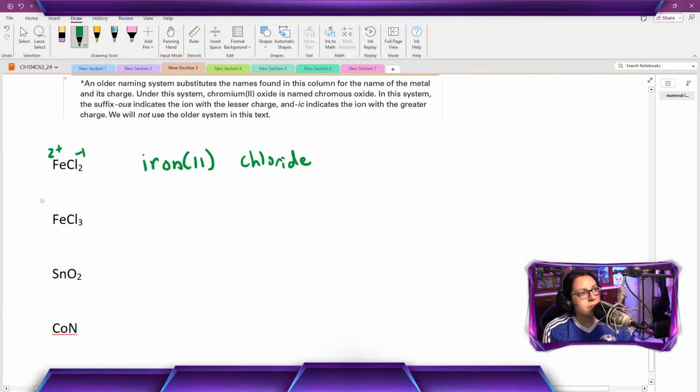So that means this next one, reverse backing it out, that gives me iron 3 chloride.